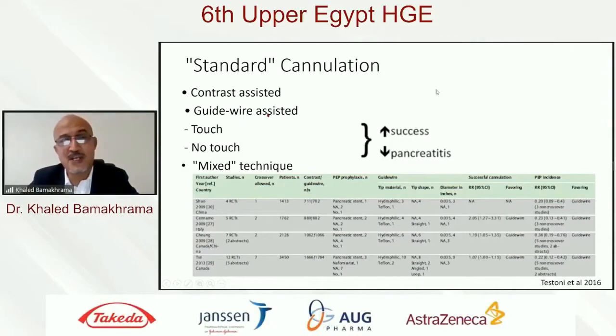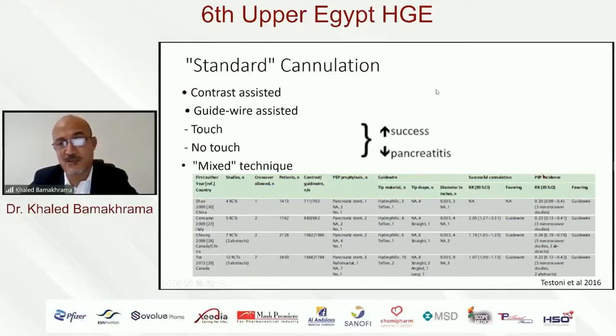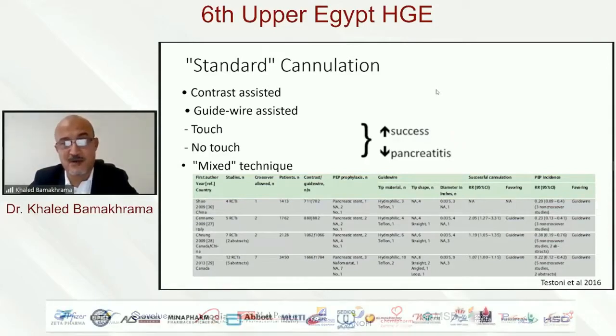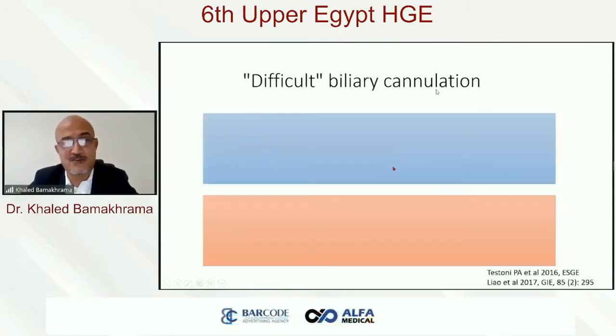Now, the guide wire-assisted technique is the best way to treat your patients because it has a higher rate of cannulation success and less risk of pancreatitis. And this is from a meta-analysis. You can see that the success rate of the guide wire is superior. And not only this, but also for post-ERCP pancreatitis, the guide wire has less of this complication. Why guide wire cannulation? Less traumatic, avoids contrast injection into the pancreatic duct, high rate of biliary cannulation, and low rate of post-ERCP pancreatitis.